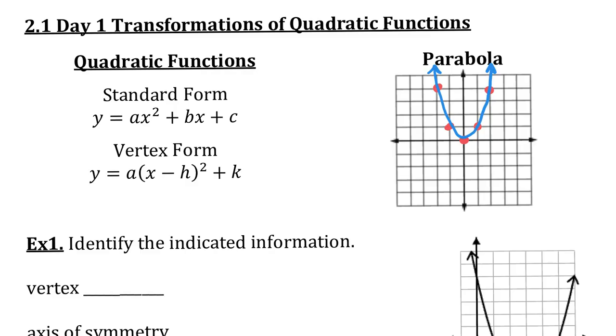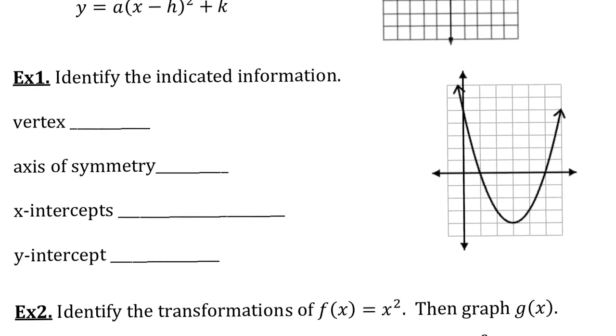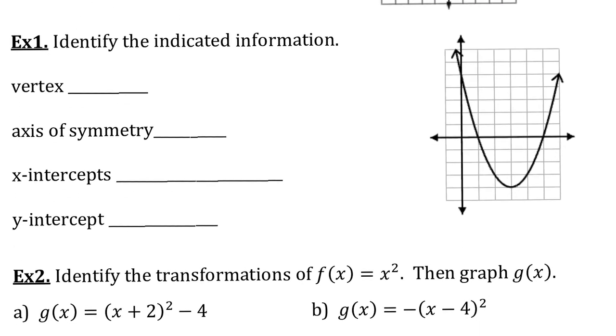Okay, so for our first example, we're just going to identify the information of the graphed parabola. So if I look at this picture over here, the vertex is right there. That should be an ordered pair. It's 3, comma, negative 4. So (3, -4).